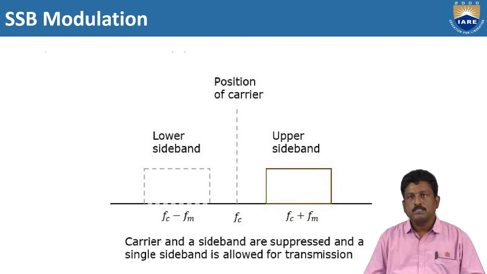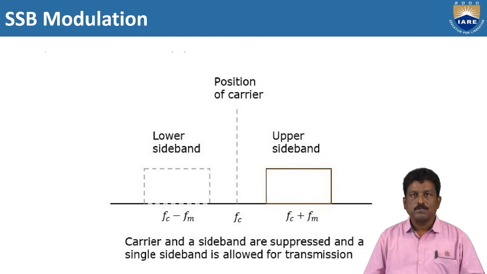DSBSC is nothing but suppressing the carrier signal and allowing only two sidebands, the upper sideband as well as the lower sideband. Whereas in SSB modulation, the name itself indicates single sideband, we are transmitting only a single sideband, either the upper sideband or the lower sideband. Based on our requirement, you can transmit any one of the sidebands, maybe upper or maybe lower.